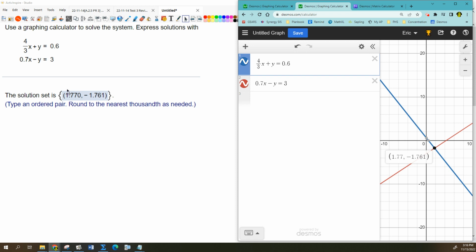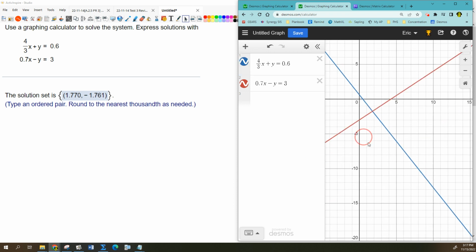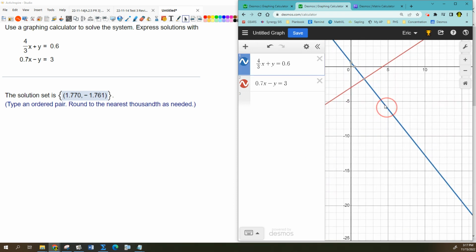And what do you know? So rounded to the nearest thousandth, that's 1.770 and negative 1.761. Okay. Do we have to have that 0 there? No, you don't even have to include that 0. If the third digit's a 0, just leave it off. Either way. Okay. So let's get a picture of that.